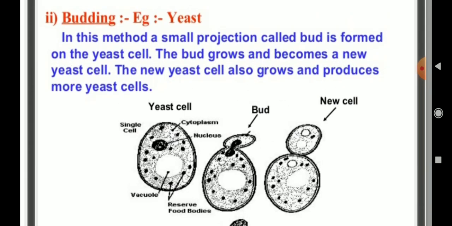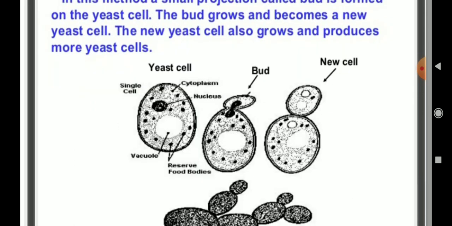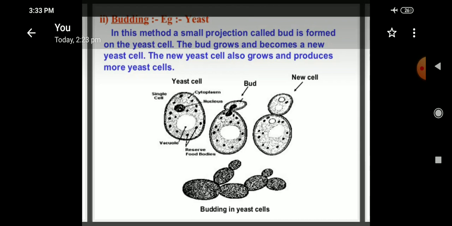Next one, budding. What is meant by budding? What is the example of budding? Yeast. In this method, a small projection called a bud is formed on the yeast cell. The bud grows and becomes a new yeast cell. The new yeast cell also grows and produces more yeast cells. If you see the picture, a yeast cell is a single cell. Cytoplasm, nucleus, vacuoles, reserve food bodies. This one is a bud, new cells. Budding in yeast cells.